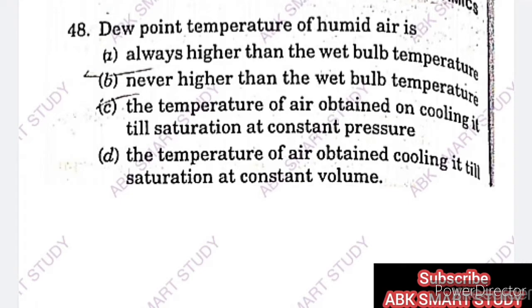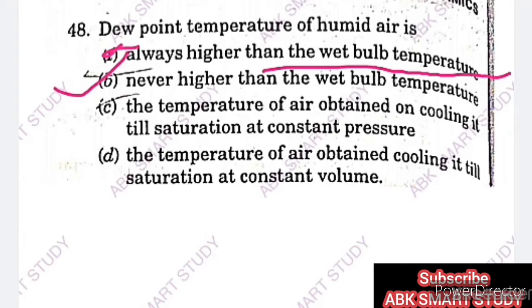The dew point temperature of humid air is. Dew point temperature means option A, always higher than the wet bulb temperature. This is wrong. Option B, never higher than the wet bulb temperature. This is right, because dew point temperature is never higher than the wet bulb temperature.